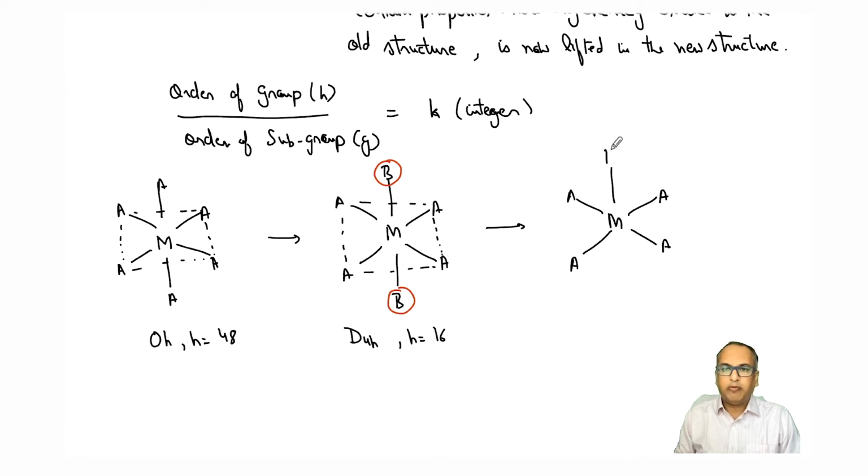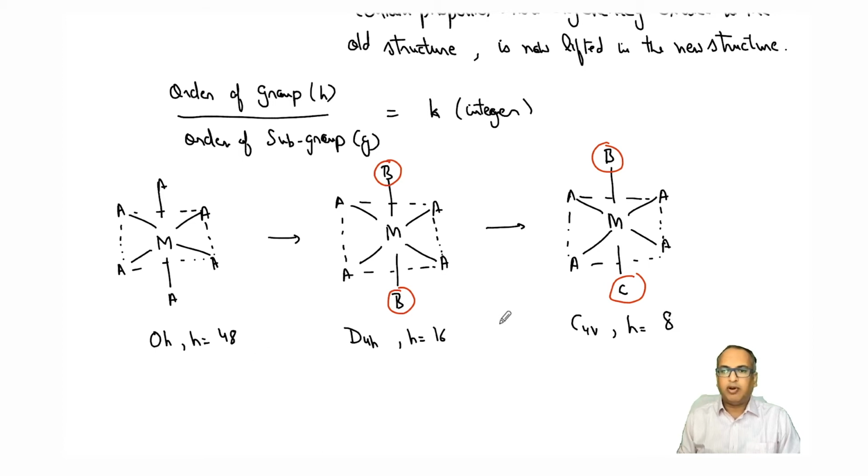So we keep one B and another as C. So that we are killing the plane which is containing the 4 A atoms and the M atom. If we kill that plane, what do we get? We will get, let me color this, a change over here. Now the new point group will be C4V and the order of this group is 8.